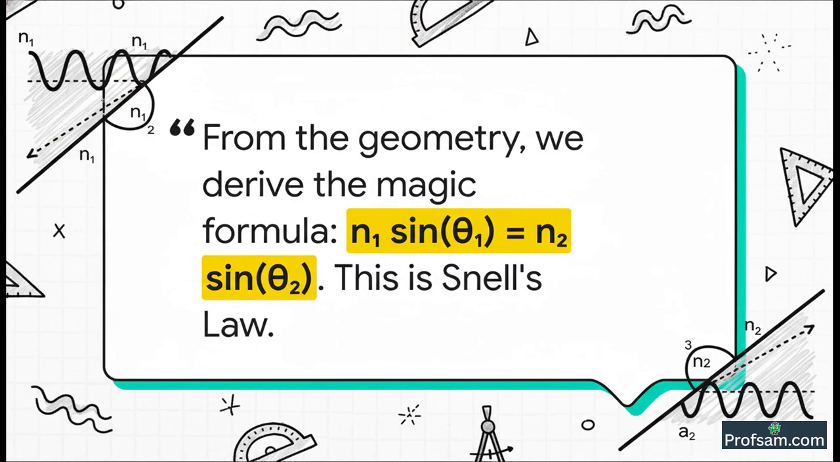And if we just apply a little bit of simple trigonometry to those two right-angled triangles we see on the screen, boom! We get the magic formula n1 sine theta 1 equals n2 sine theta 2. This is Snell's law. So you see, it's not just some rule you have to mug up for the exam. It comes directly, logically, from the fact that light is a wave.